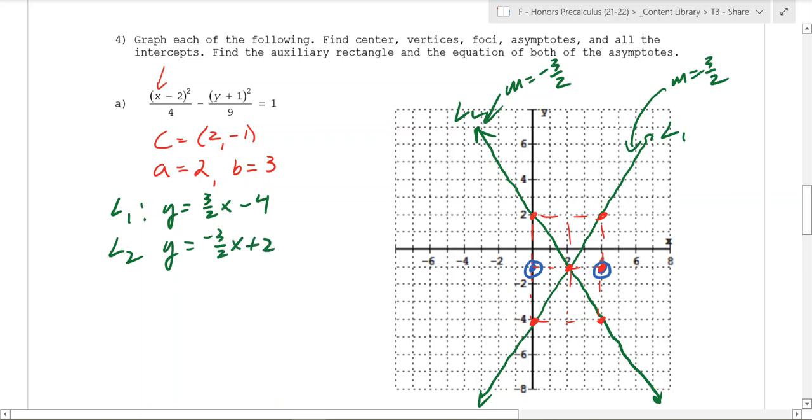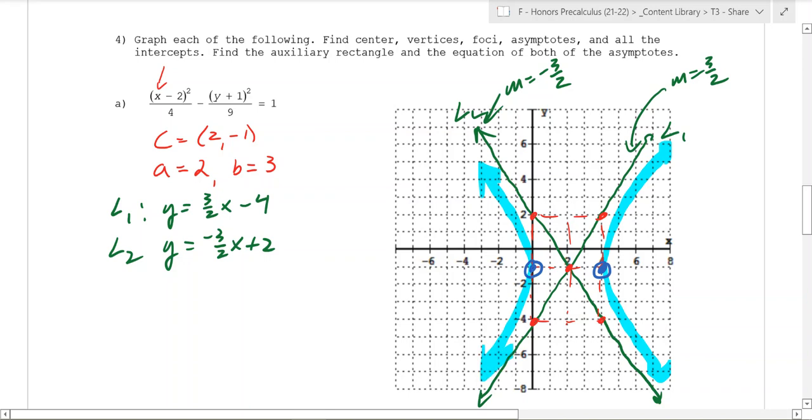Now, we can actually draw a decent sketch of this if we wanted to, which we do. The decent sketch starts here, and it goes up like that, and then it goes down like this, and it goes up like this, and it goes down like that. So there's your sketch right there.